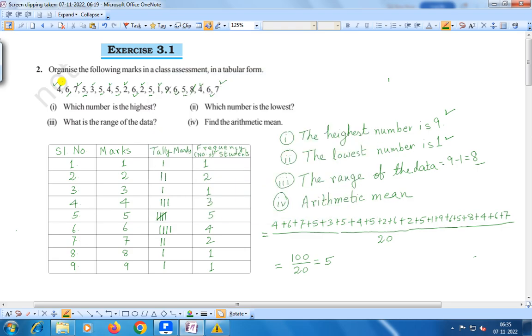You see 1, 2, 3, 4, 5, 6, 7, 8, 9, 10, 11, 12, 13, 14, 15, 16, 17, 18, 19, 20. Number of observations is 20, therefore divided by 20, and if you add these numbers you will get 100 divided by 20. The arithmetic mean is 5. Arithmetic mean is 5, right? This is the solution of question number 2 of exercise 3.1.